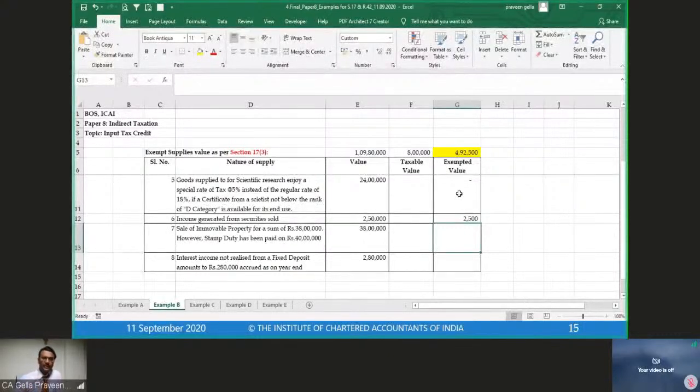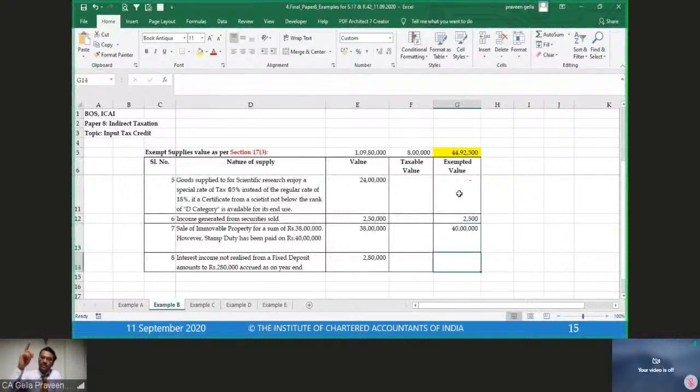Sale of immovable property for a sum of rupees 38 lakhs. However, stamp duty has been paid on 40 lakhs. Now, this is the case I was talking about. I have paid money of 38 lakhs, but I got registered for 40 lakhs. Probably I have paid in cash, which was not shown officially. As per the guidance value, as per the municipal value, I have paid the stamp duty. So for the purpose of my exempt supply, 40 lakhs happens to be my exempt supply. Interest income.